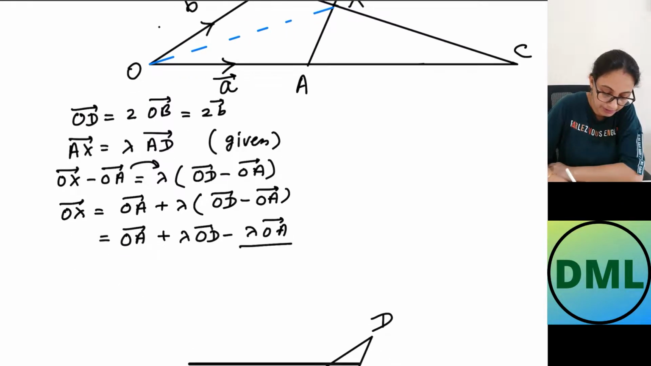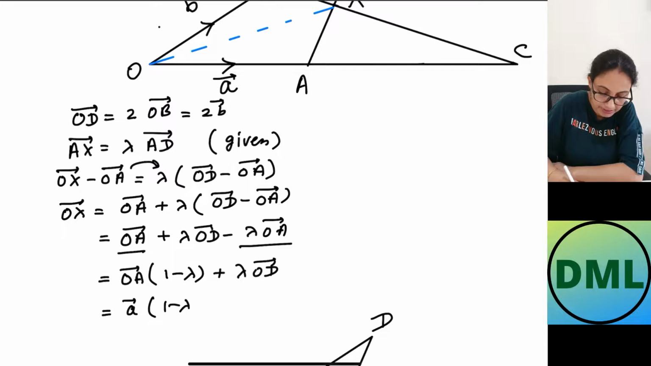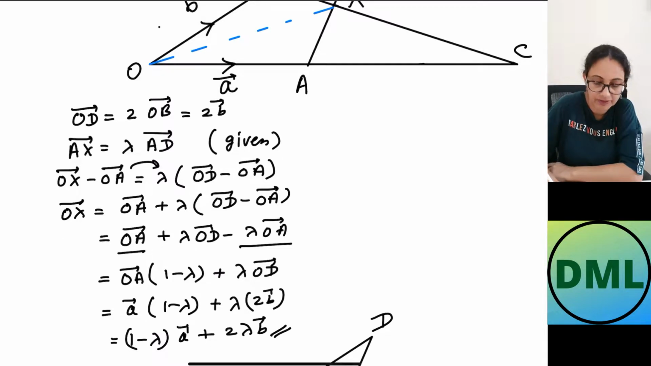Now I will combine OA vector. So OA vector bracket 1 minus lambda plus lambda of OD vector. Now vector OA is the vector A, and OD is the vector 2B. I'll rearrange that: 1 minus lambda vector A plus 2 lambda vector B. This is the first answer for OX vector.